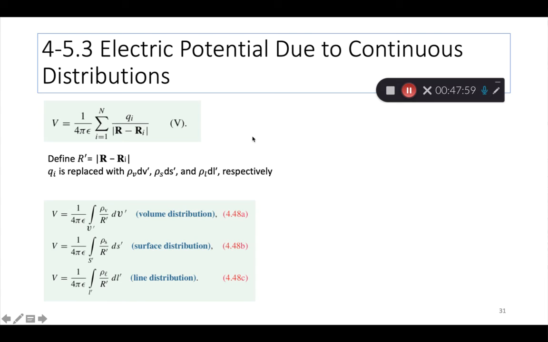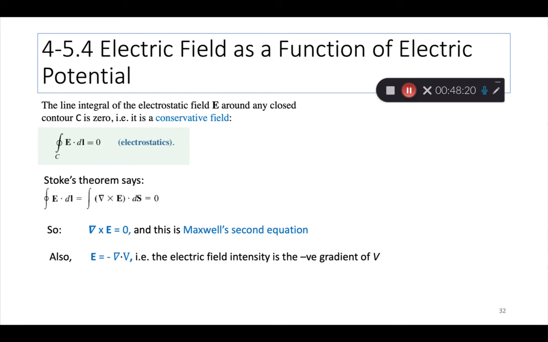All right. So if you have a continuous distribution of charges, then you can also find the voltage. That voltage now uses the distribution formulas, and they are shown for line, surface, and volume. Okay. This is also from our textbook. Take a look.